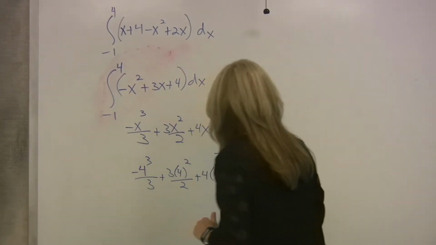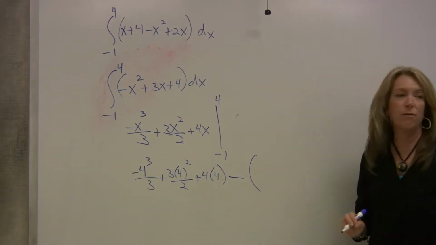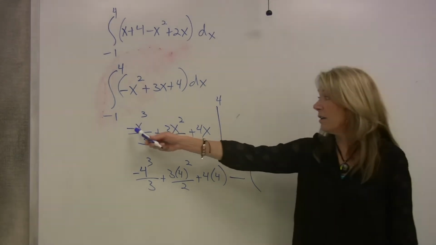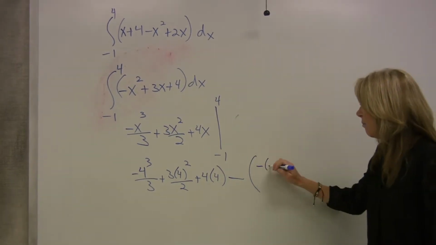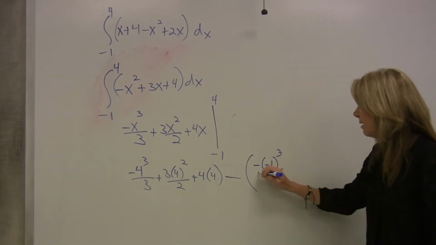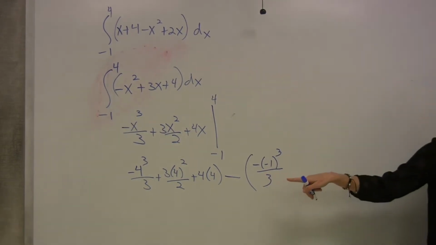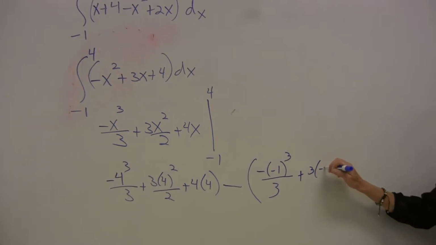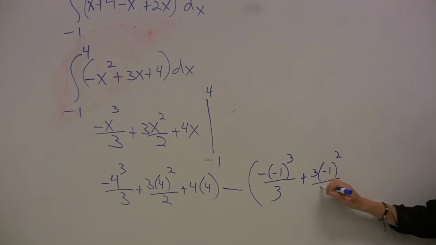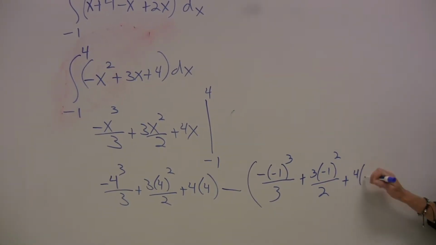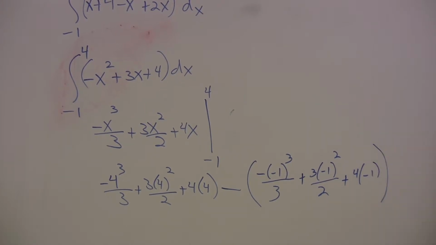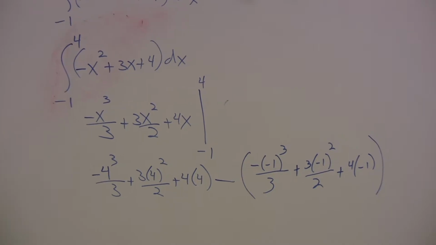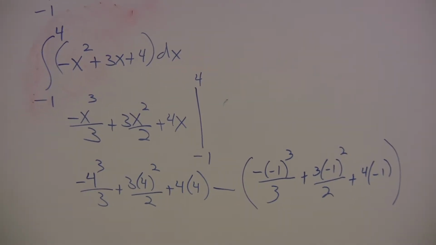Minus, I now have to plug the -1 into everything. Be careful with your negatives. There's a negative here, and I'm plugging a -1 in for my x. Right? Plus 3 times -1 squared over 2 plus 4 times -1. Still good? Some of you are erasing. It's okay.